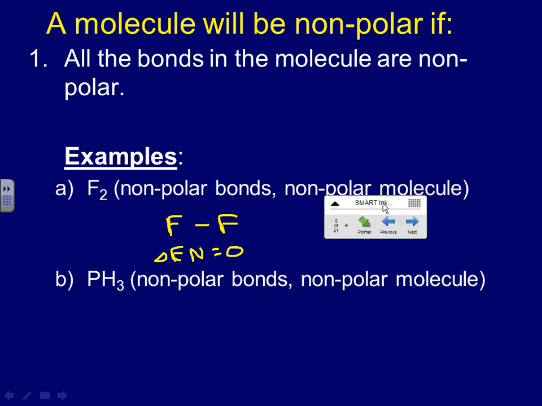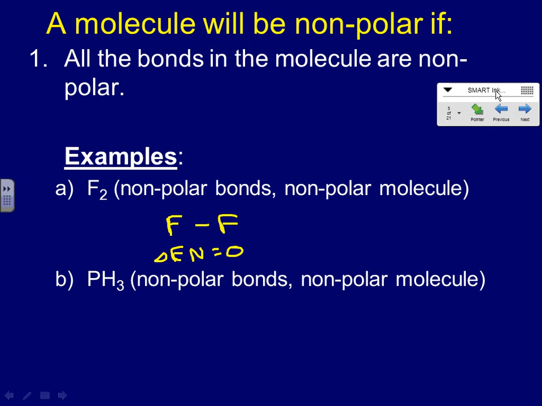Same with the PH3. If you're analyzing for polarity, I suggest you do what we did when we were doing the 3D Lewis structure, right? I would draw the Lewis structure. I would think about what its hybridization is. I would think about then what its molecular geometry is after I eliminate the electrons.